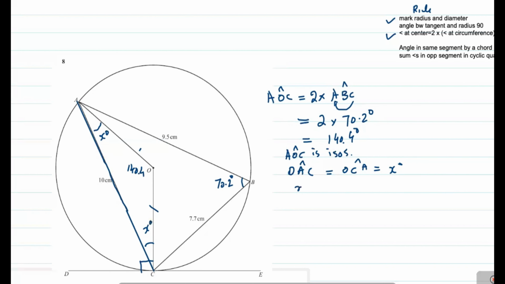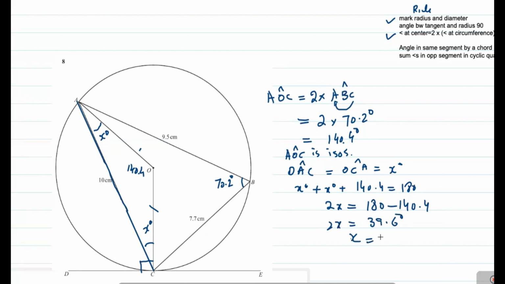You see here x degrees plus x degrees. The sum of the interior angles of a triangle is 180. Therefore, 2x degrees will be equal to 180 minus 140.4. You can write it as 39.6 degrees. So 2x equals 39.6, and x will be equal to 19.8 degrees. This angle is 19.8 degrees.